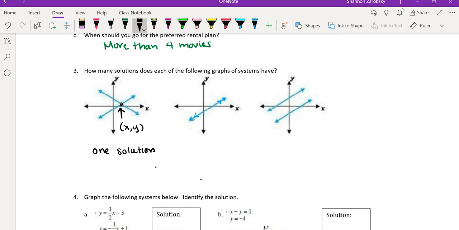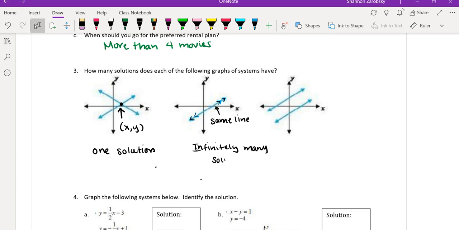Okay, the second one, notice how there's overlapping arrows. It means that I have two equations that are the same line. If I have the same line, that means that I have infinitely many solutions, or IMS.